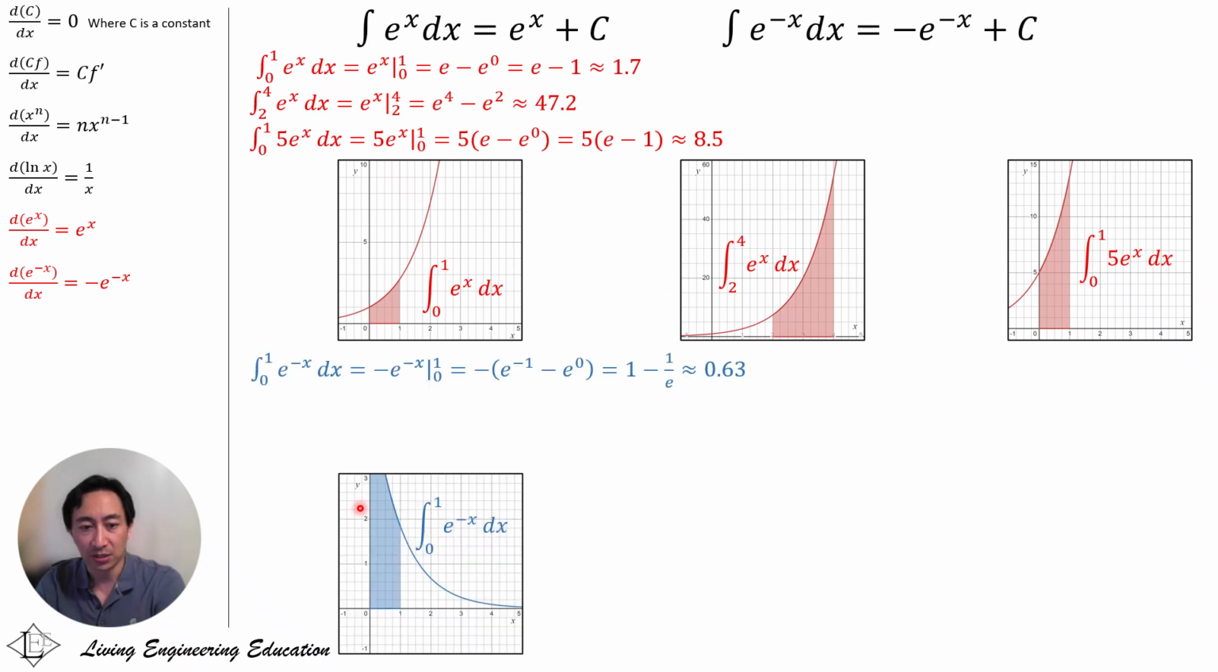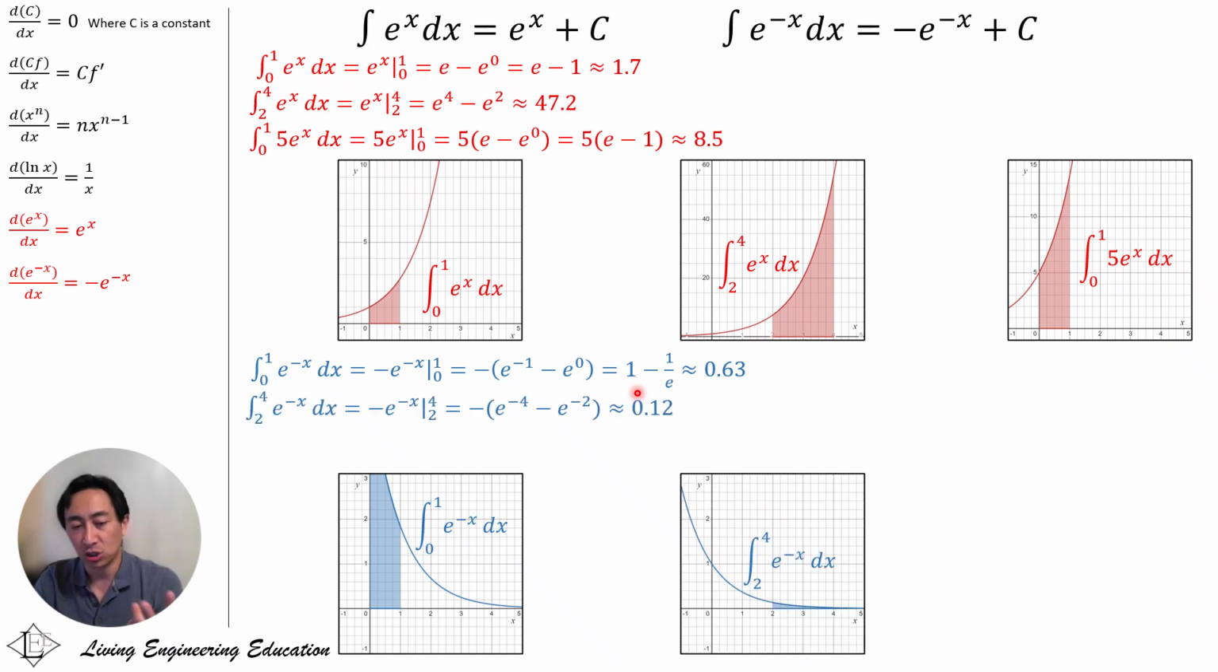E to the negative x is exponential decay. It's getting smaller and smaller, faster and faster. So again, with 0, 1 limits, I basically have negative e to the negative x. So negative the quantity of the upper limit minus the lower limit. Upper limit being e to the negative 1, which would basically be 1 over e, and then e to the 0, which is 1. So I can swap them because of the negative sign in front.